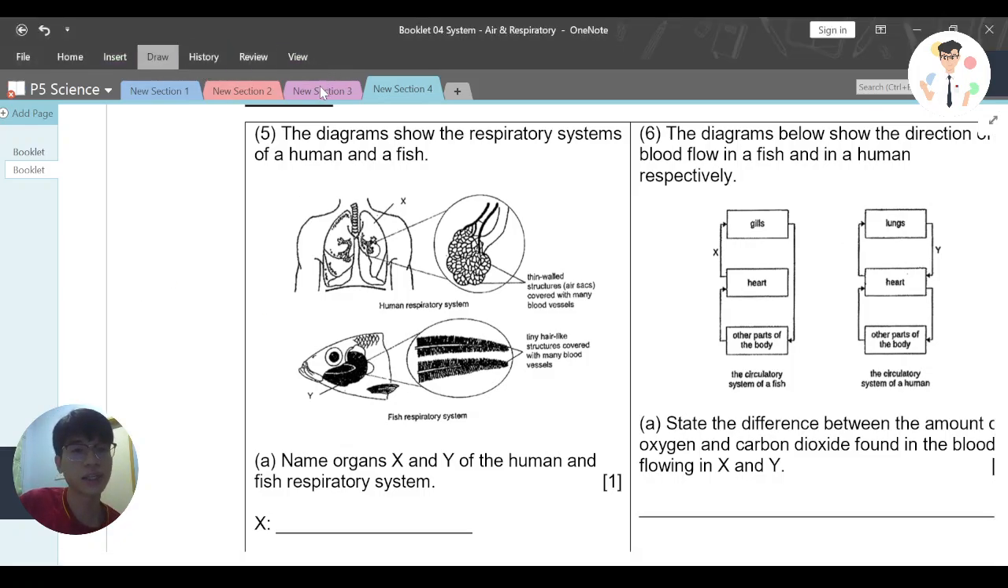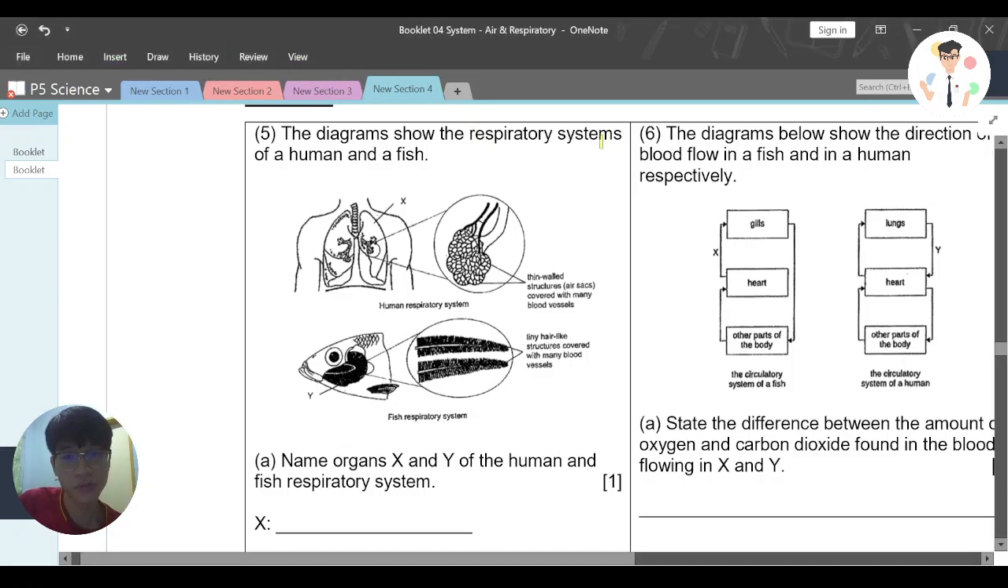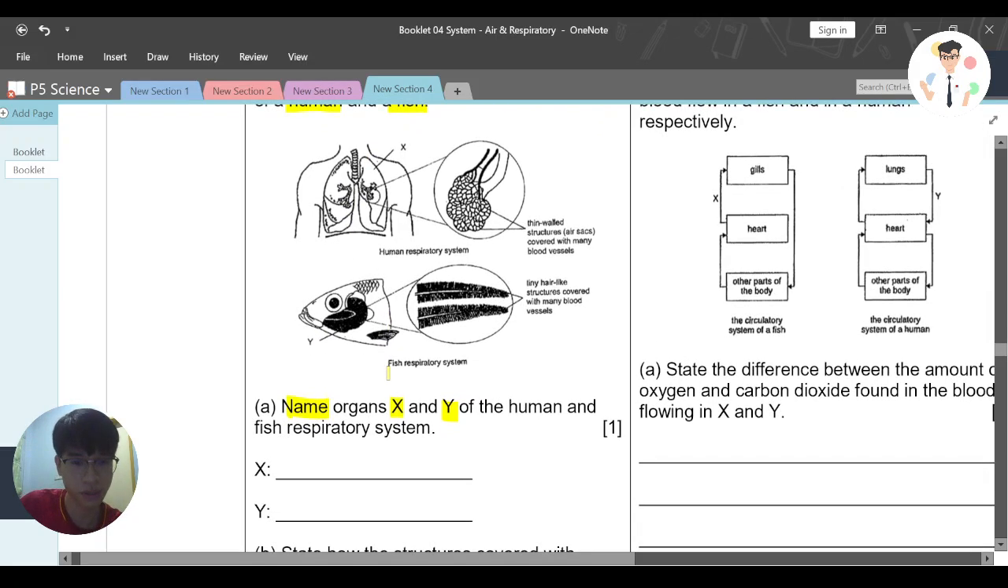This question says that the diagram shows the respiratory systems of a human and a fish. You should know this is under booklet 4 immediately when you see this. As you can see, this is the human lung, and this is the fish respiratory system. Question A asks, name the organ X and Y. X is basically the lung, very obvious, and Y is the gills. So let me quickly write this down. This is the lung, and this is the gills.